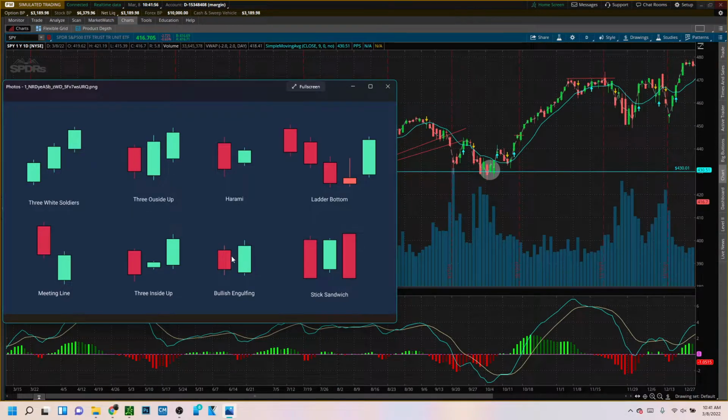We have the bullish engulfing here. We have the three up inside. We have the meeting line here. We have the three white soldiers. And these patterns are trade confirmations that the stock is in your favor, that bulls have taken charge. Bulls are strong now, and it is a good time to hop in behind the bulls.